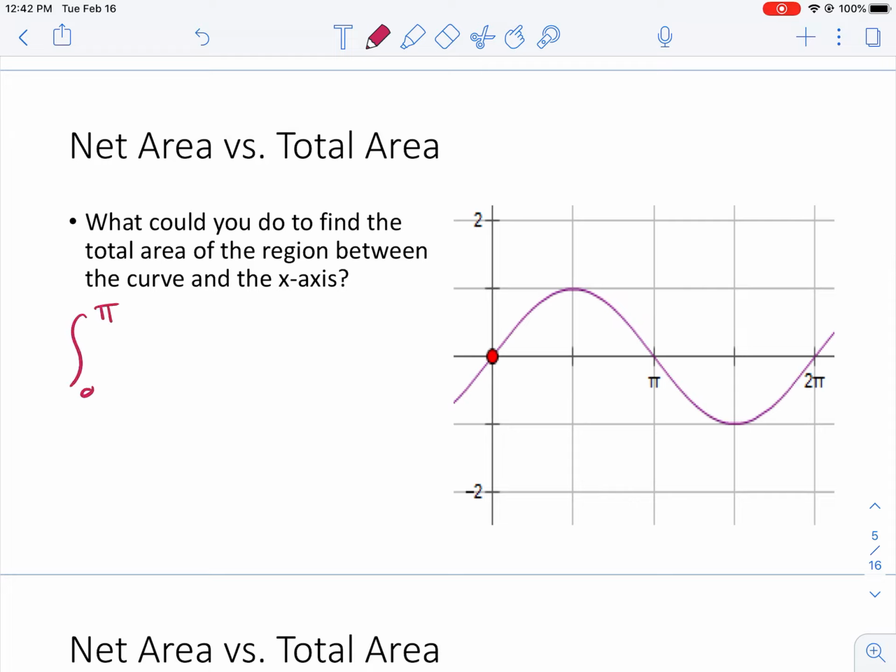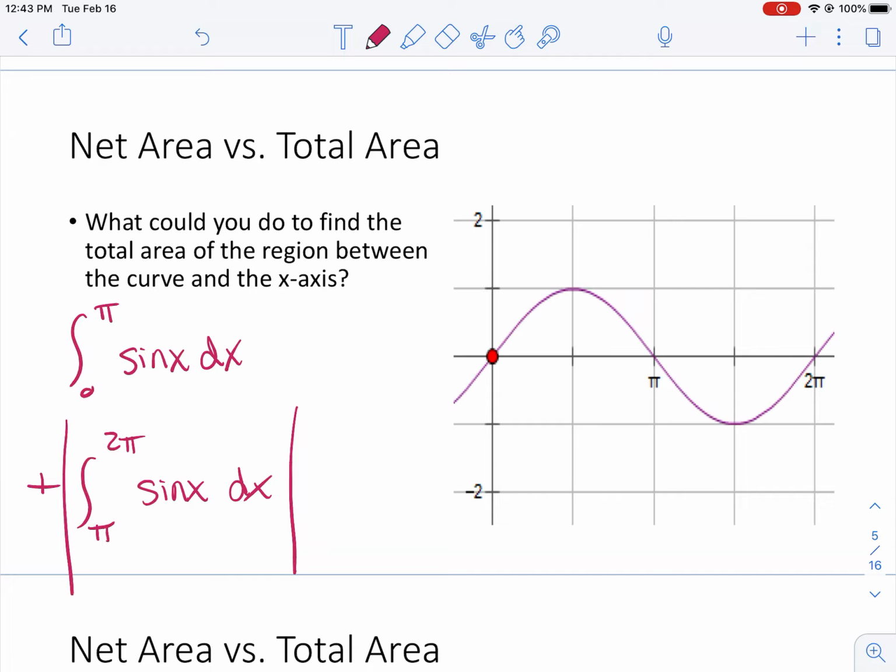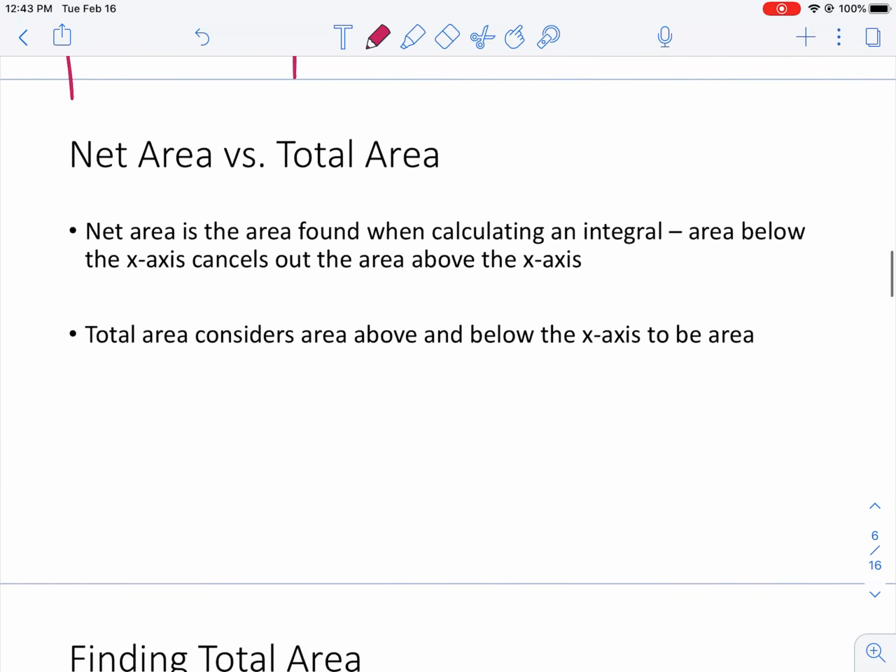So if I wanted the total area, I'd have to break this up. I could do the integral from 0 to pi of sine x dx, and then the integral from pi to 2 pi of sine x dx. And just like I was talking about before, I could subtract it because I know I'm subtracting a negative, which would be to add it. I could add the absolute value of that, but somehow I have to get the physical area to become positive as a result.